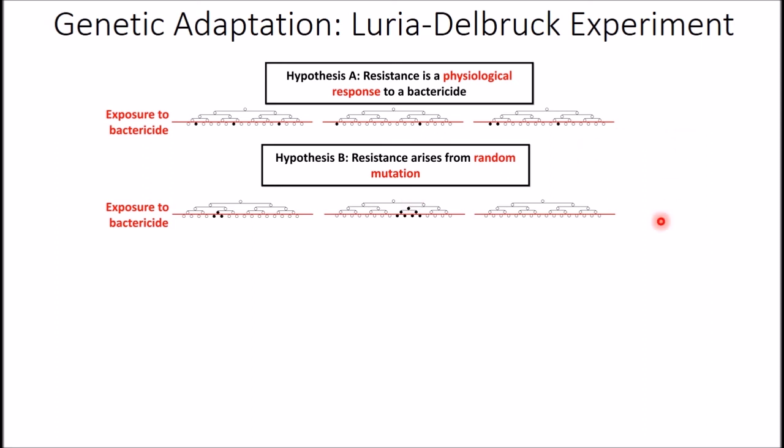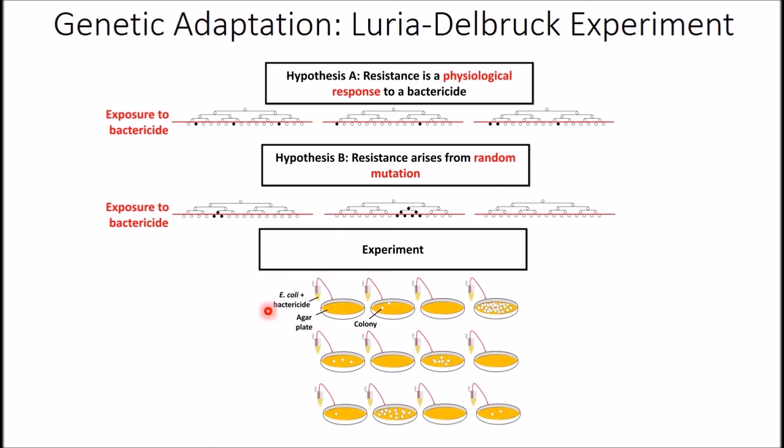So what was true? Well, let's go through it. When they ran the experiment, this is what they got. What they did was they took E. coli that were undergoing binary fission, and then they added a bactericide and quickly plated them on an agar plate. And they saw which ones grew and which ones didn't. There were some plates that didn't grow at all, and there were some plates that were filled with bacteria. So which one did that match? Hypothesis B. Resistance arises from random mutation, and that's why there are some plates that have none and some plates that have a ton.